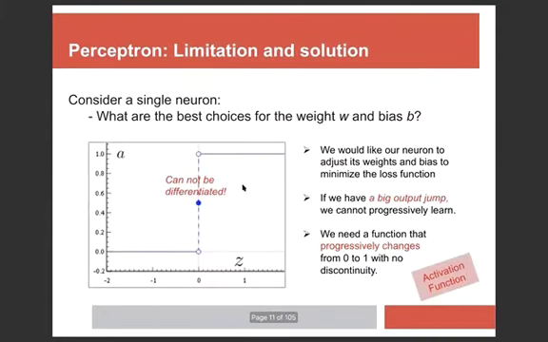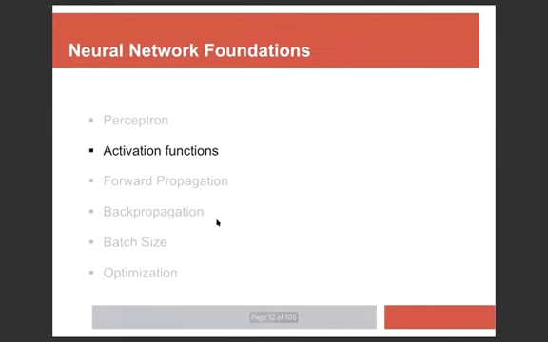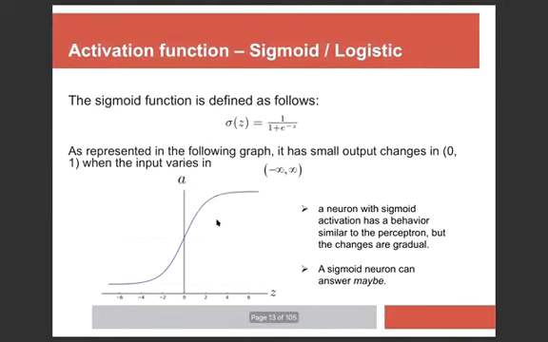However, the G activation function we talked about before has a big jump in the activation of the neurons here. So we cannot do the differentiation or derivation in math, and we cannot progressively learn the weights and biases. So right now we may need a continuous activation function that can progressively change from 0 to 1 with no discontinuities. Let's look into the next part.